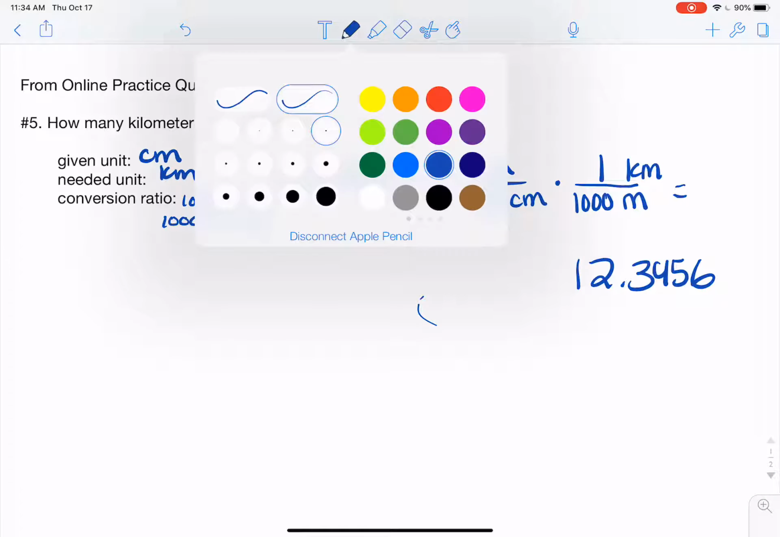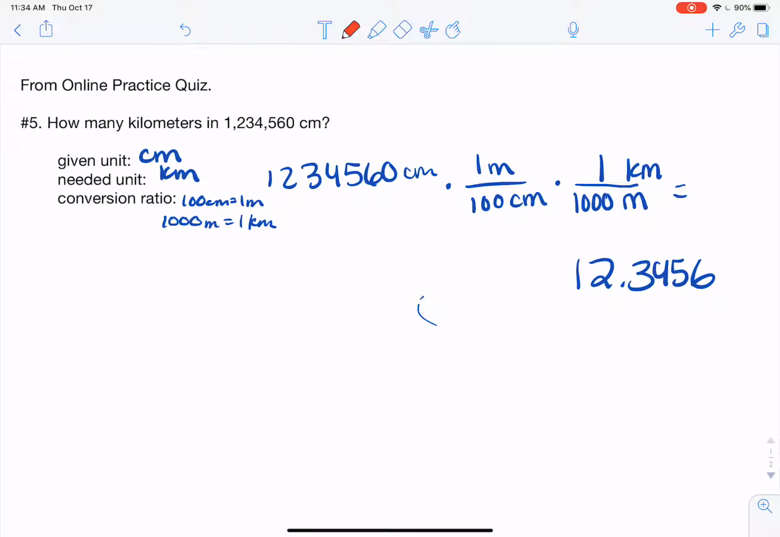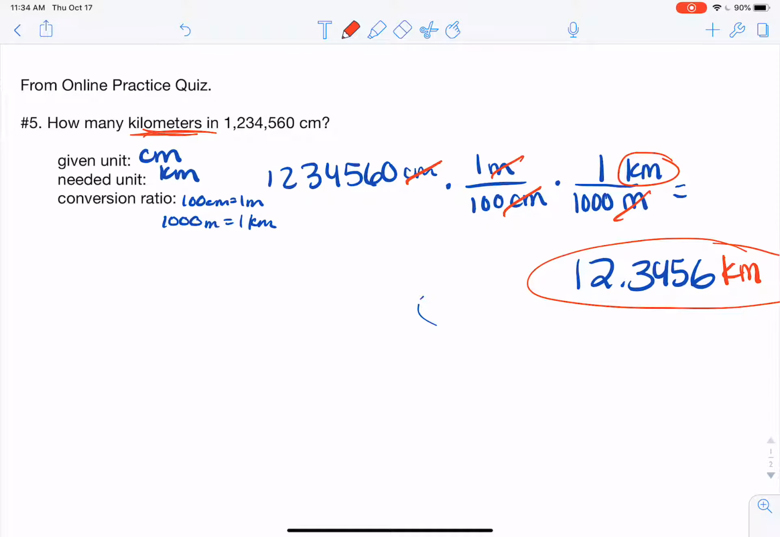Now, what is the units? Well, I like to cross it out because I find it very satisfying. So centimeters canceled out with centimeters, meters canceled out with meters, and I am left with kilometers. So my final unit is in kilometers, which is exactly what the question was asking in the first place. So that's the answer to number 5 on the practice quiz online.